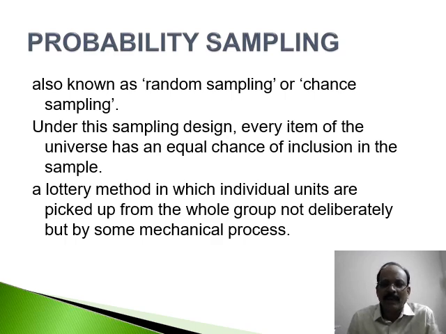Probability sampling is also known as random sampling or chance sampling. Chance is nothing but probability. Under this sampling design, every item of the universe has an equal chance of inclusion in the sample. So for example, if the size is small and you select a random sample, you can give numbering from 1 to n and draw chits. You can pick up one number among that. Every number has an equal chance, or every person in that particular group has an equal chance, like a lottery method in which individual units are picked up from the whole group, not deliberately, but by some mechanical procedure.